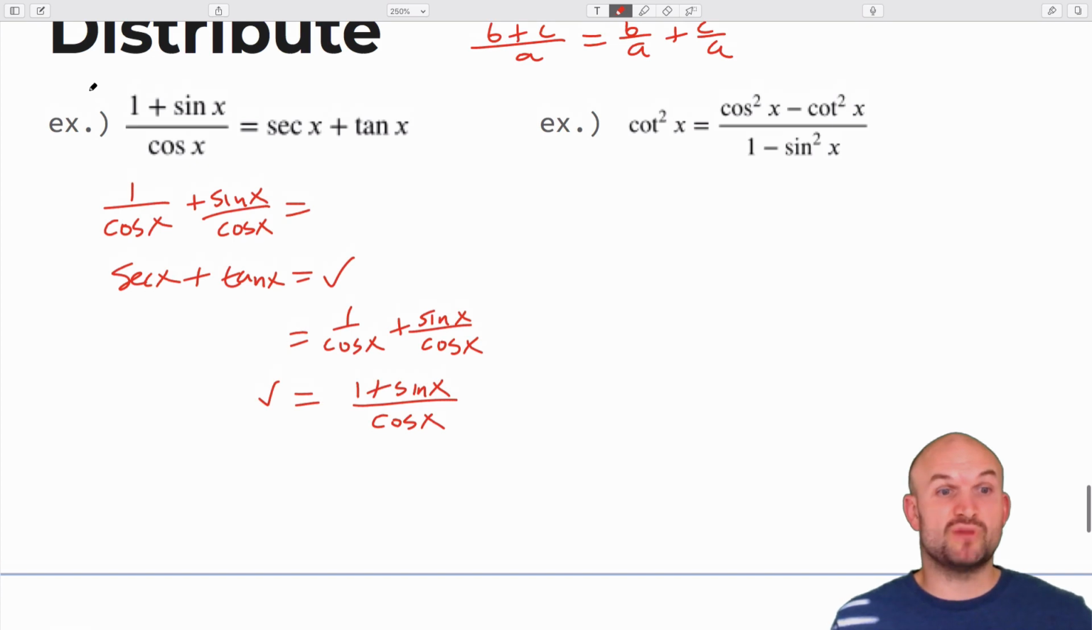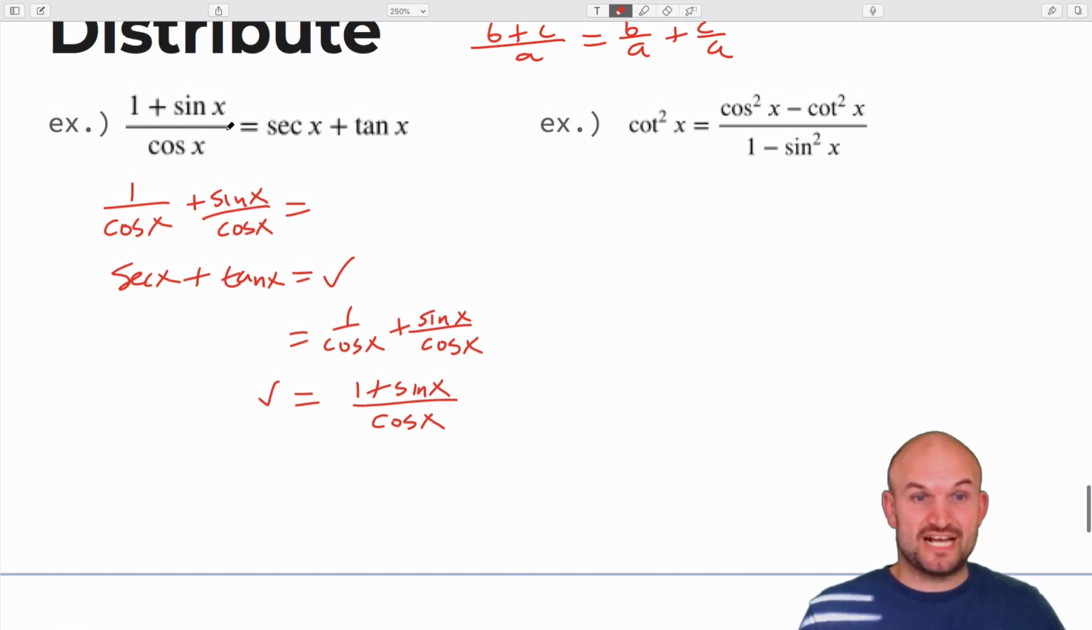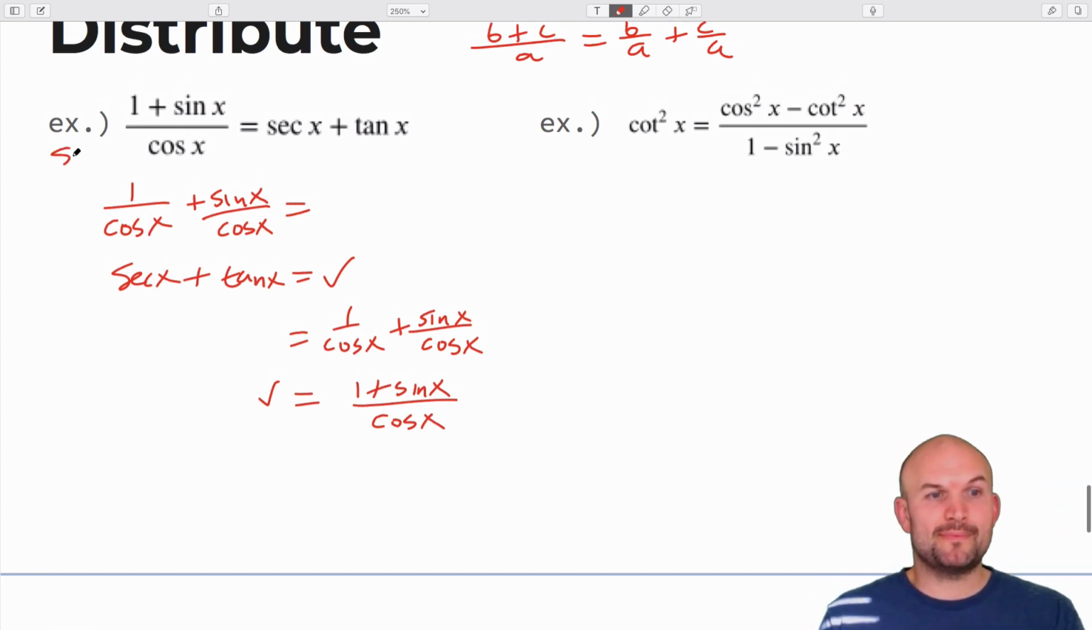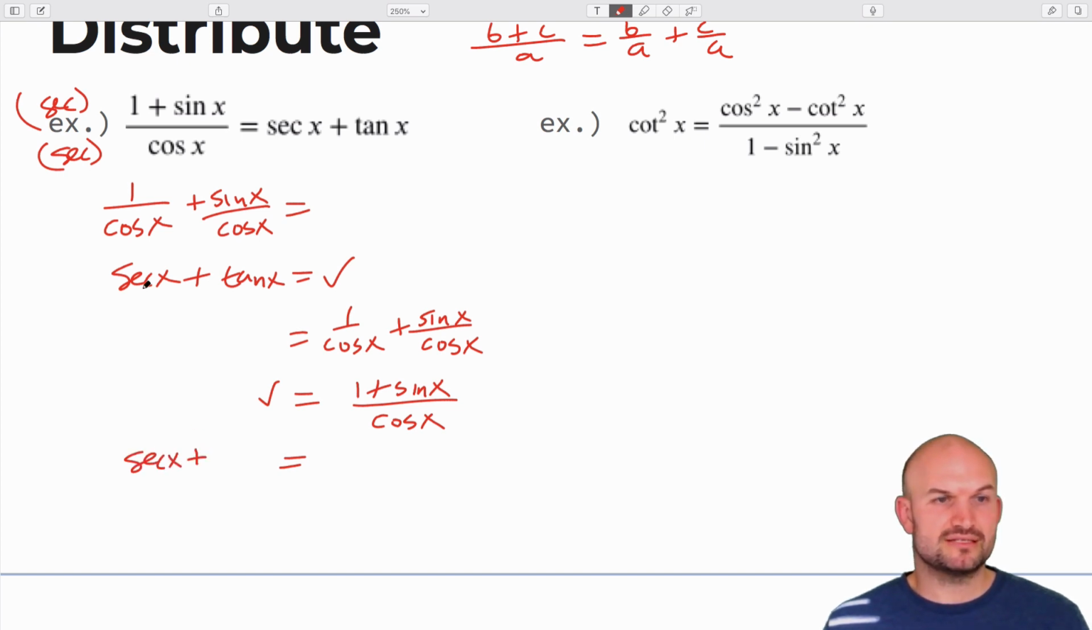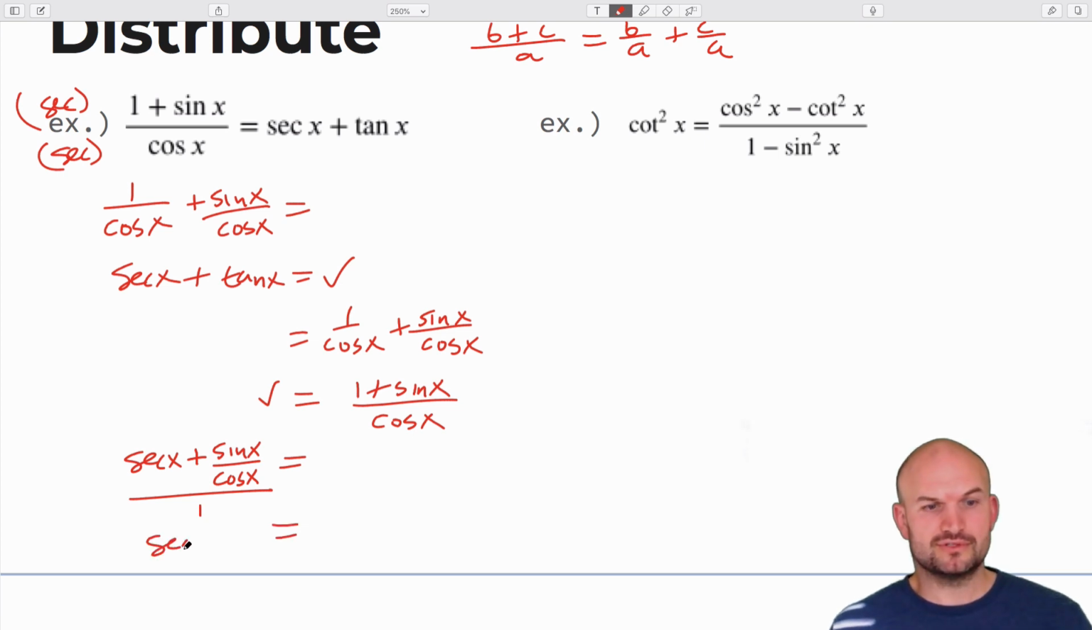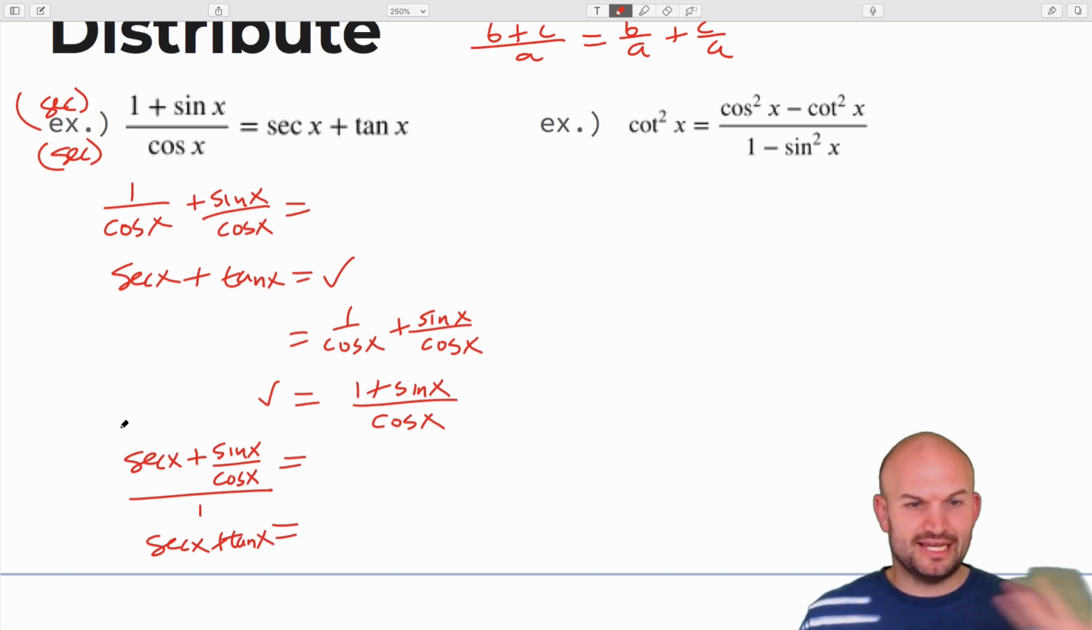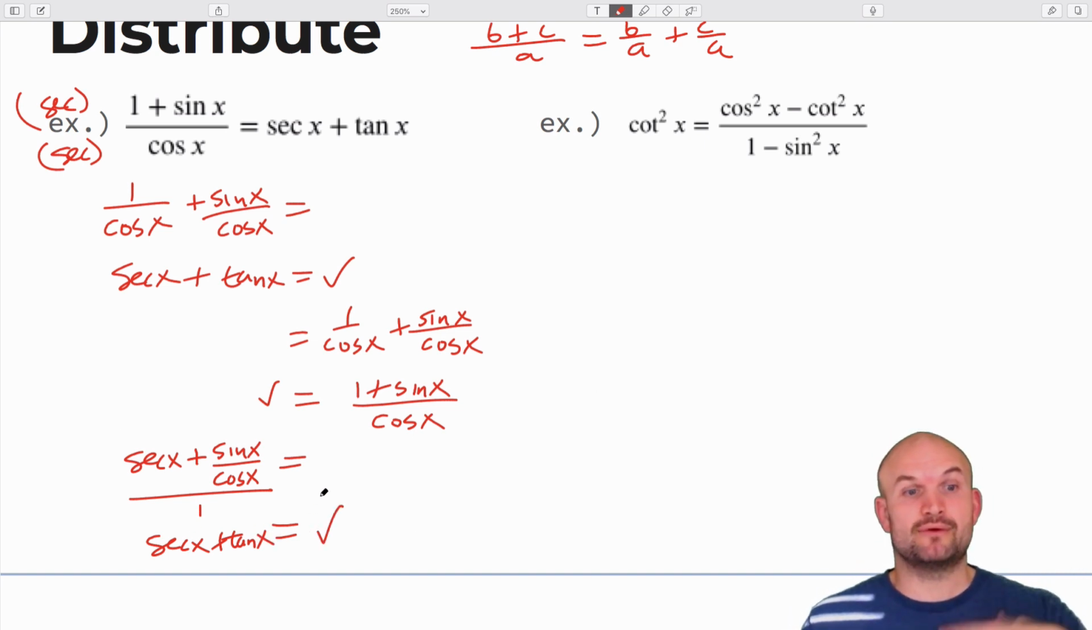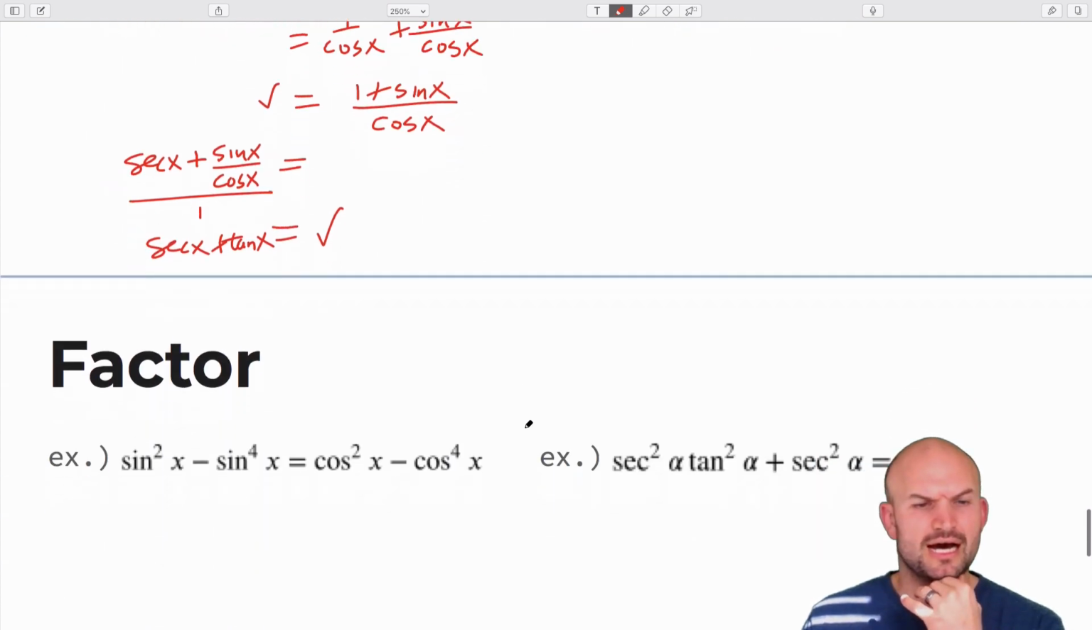Could you also just multiply? Here I have a fraction, here I don't have a fraction. So what would happen if I just multiplied everything by secant of x? You would get secant of x plus secant of x times sine of x over cosine of x, divided by 1, which is equal to secant of x plus tangent of x. So you can see there are 3 different ways that we went ahead and did it.